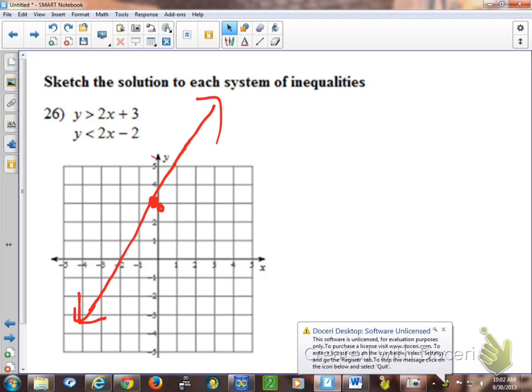Dotted. Why should it be dotted? I don't remember, but it's supposed to be dotted. Because there's no equal sign. It's just greater. If it was greater or equal to, it would be a whole line. So very good, dotted line.